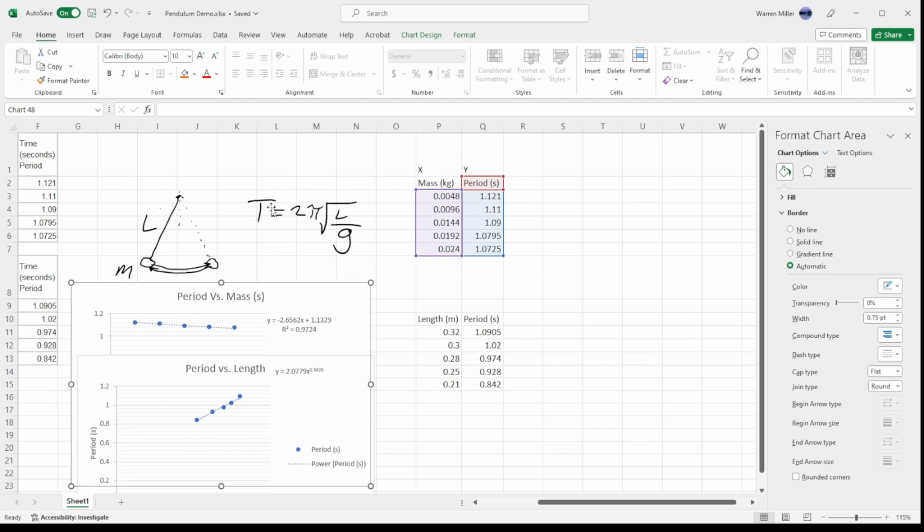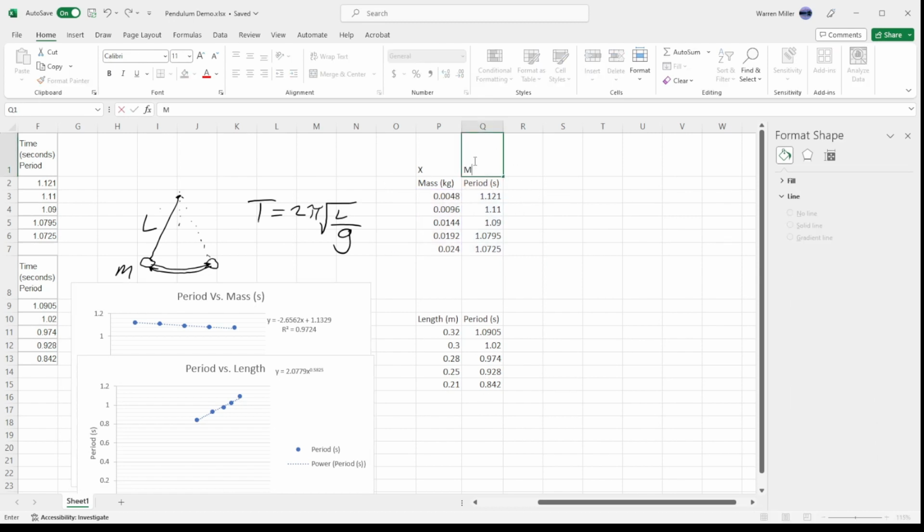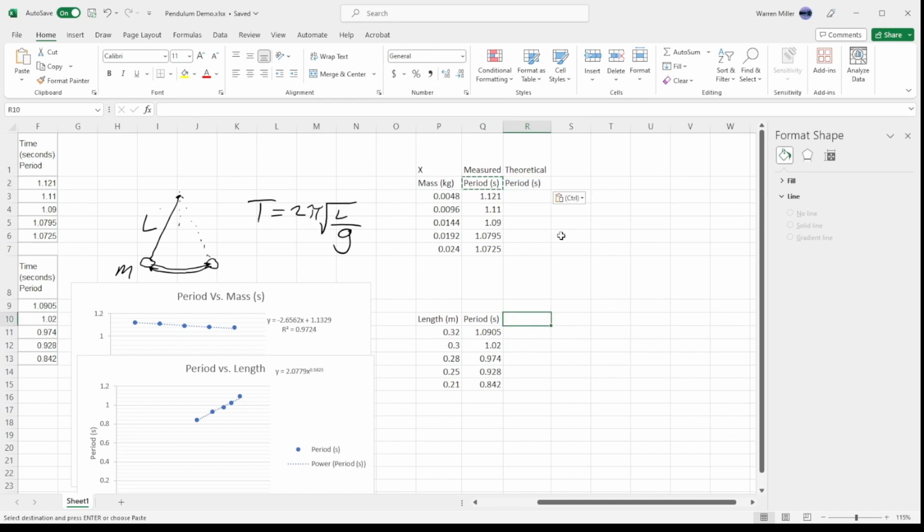We want to use that the period is supposed to be 2 times pi times the square root of L over G. So let's do that for each one of these trials and figure out what the period is supposed to be. This column is the measured, of course capitalized, measured. And then this was the theoretical, right? That's a theoretical period. So we'll compare the two. I'm going to just copy, paste, and paste. Measured and theory. Measured we already have. Now we just need the theory.